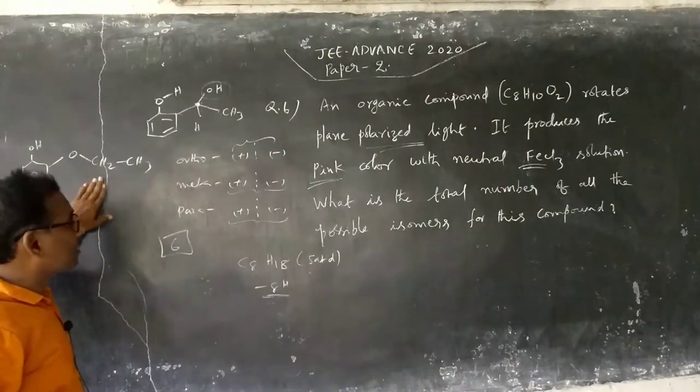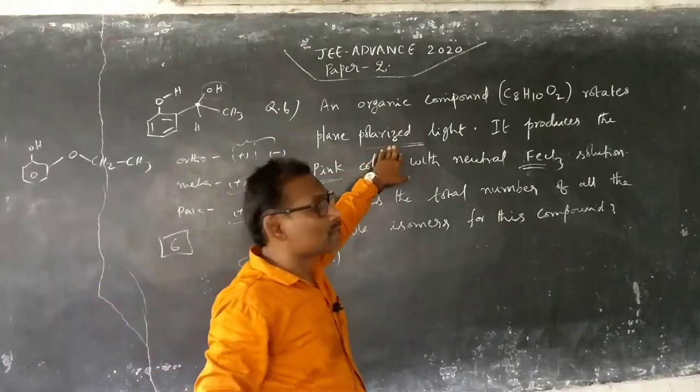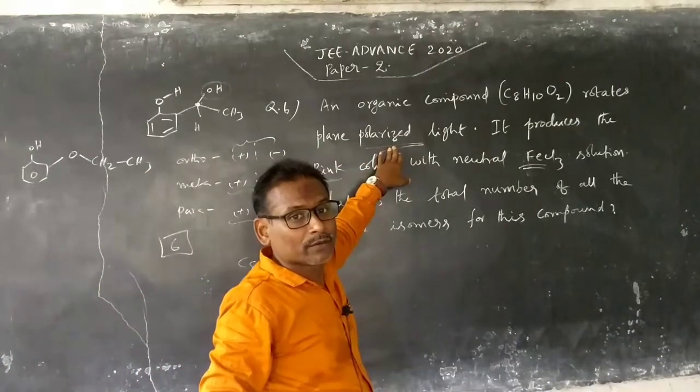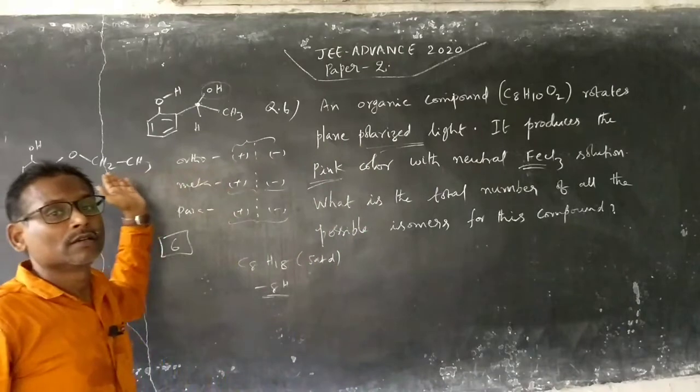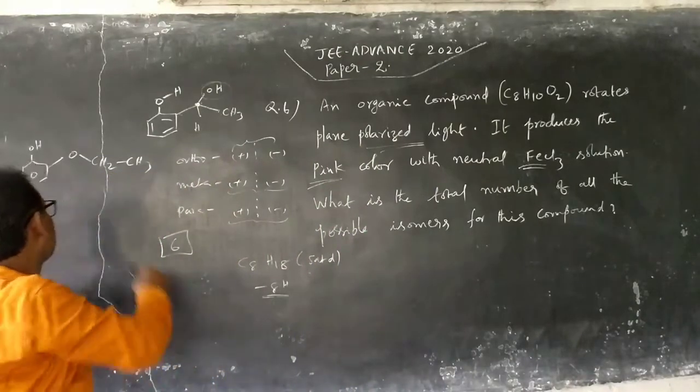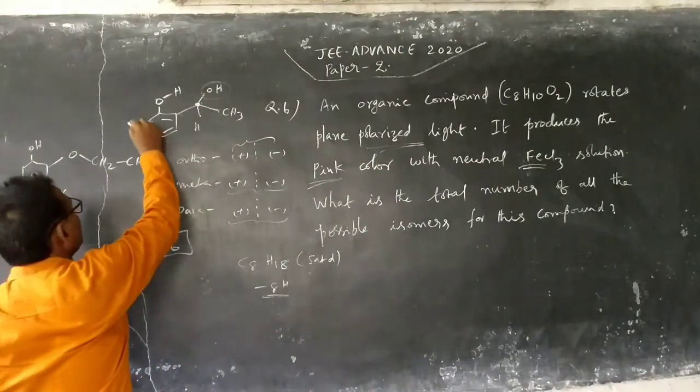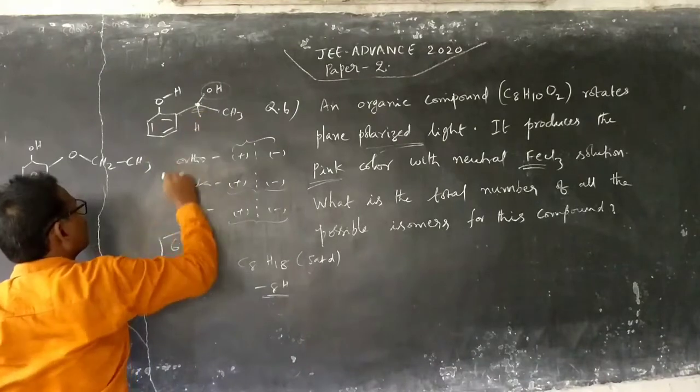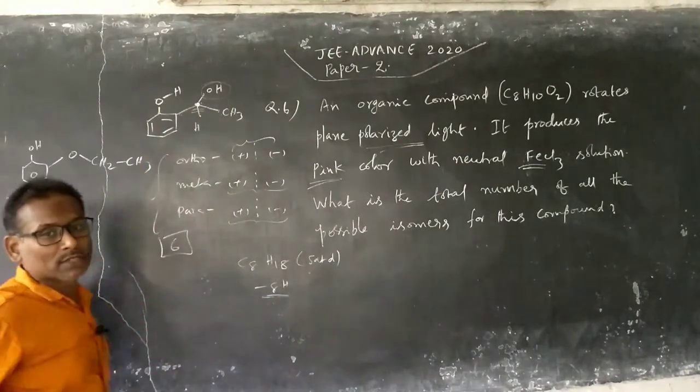But does it obey the condition of this one? Does it rotate plane polarized light? No, because it is not chiral. It doesn't have any chiral carbon. That's why don't go for this. So only you have to consider in reference to chiral carbon. You have only the possible options, like 6.